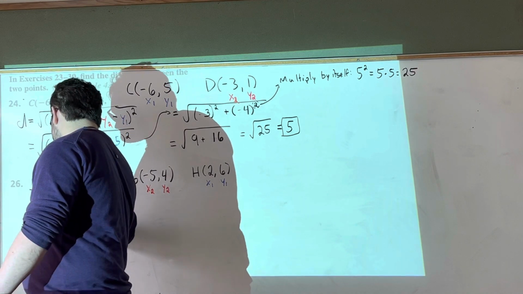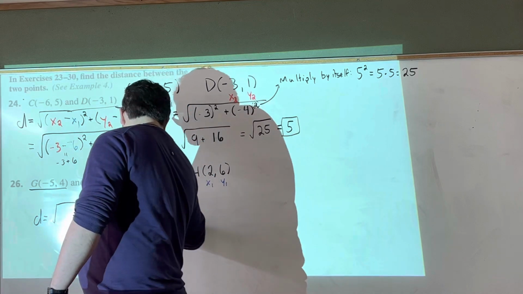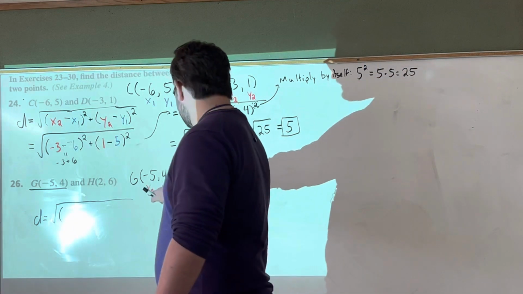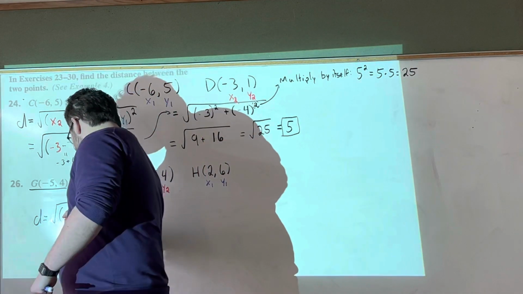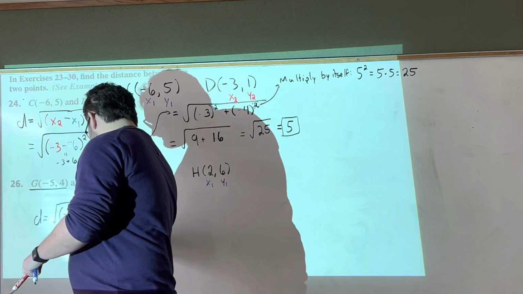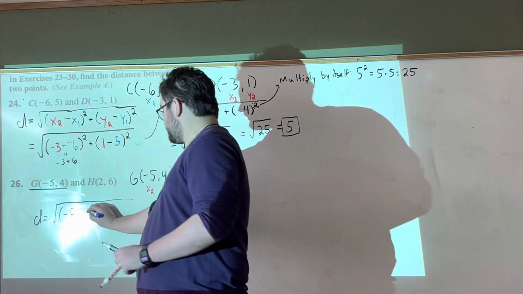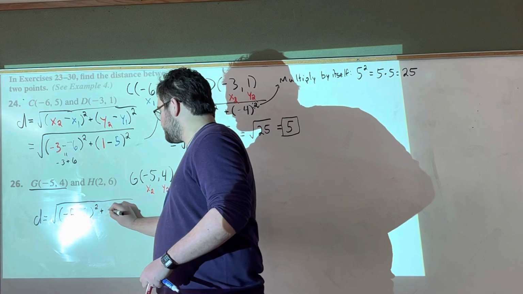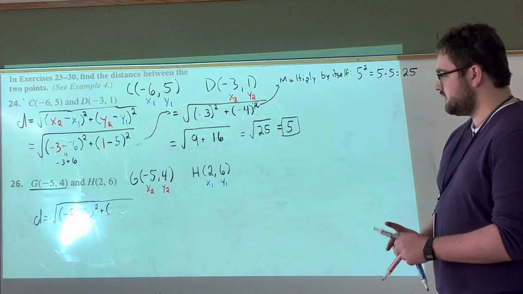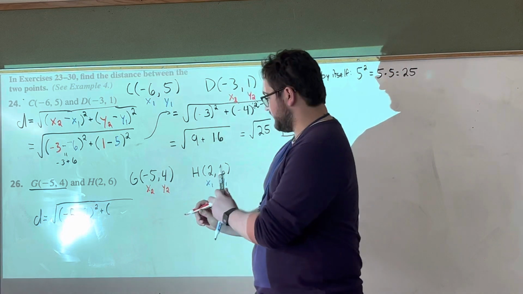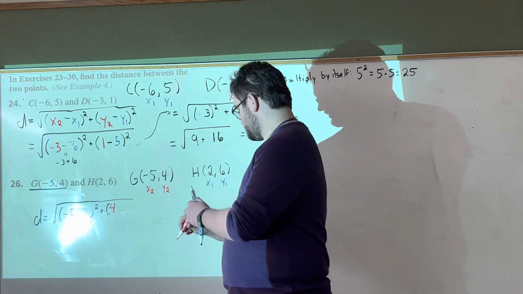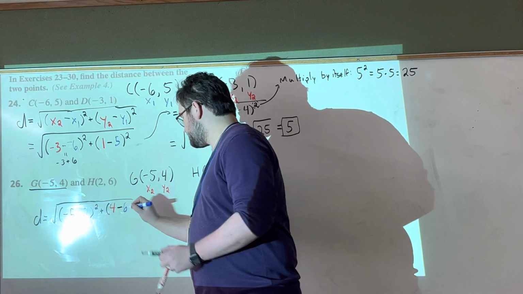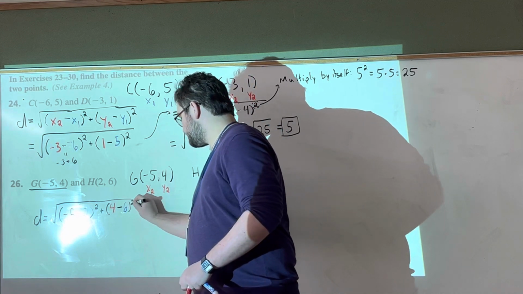D equals the square root, one long square root, of x2 minus x1, negative 5 minus 2. Negative 5 minus 2 squared plus, subtracting our y's, we would get 4 minus 6 squared. Okay.